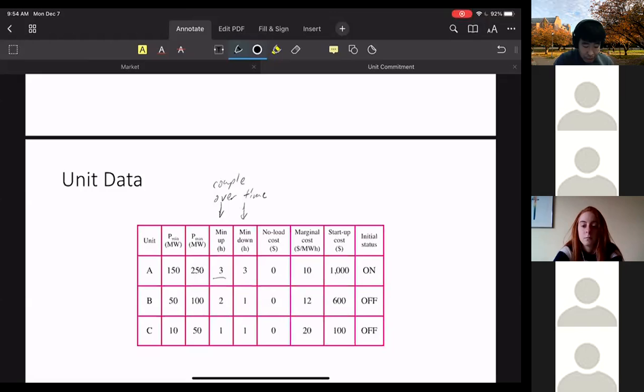For simplicity, we'll have 0 no load cost. And for marginal cost, these are just linear costs. Okay, so we won't have a quadratic cost. We just have everything being linear. They have different startup costs, and they start off at different on-off conditions, so they have different initial statuses. So this is the generator data we have.